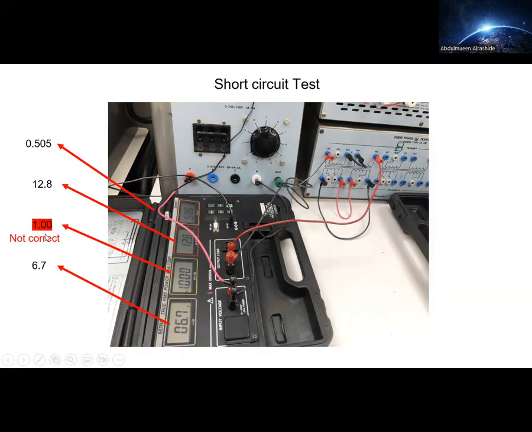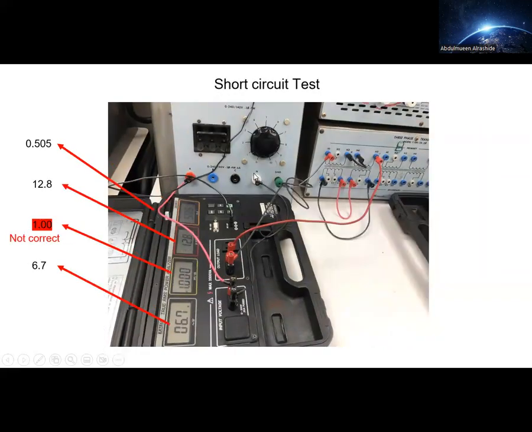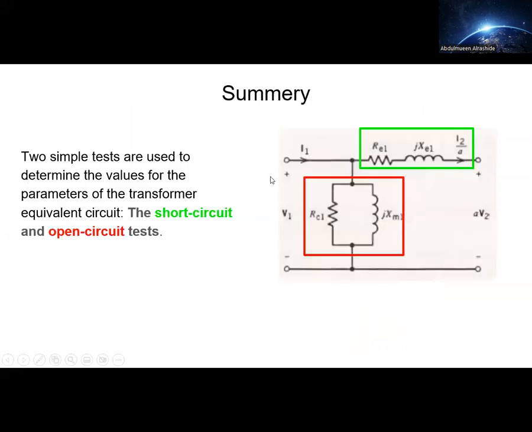Not correct because if we make this 1 for the short circuit test, that means we don't have the imaginary number. It's only R in this case, which is not correct.